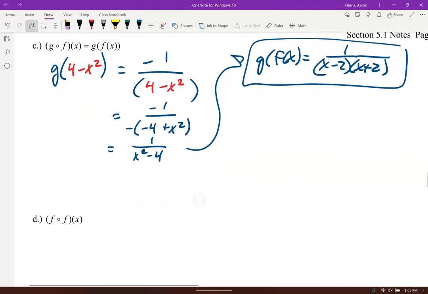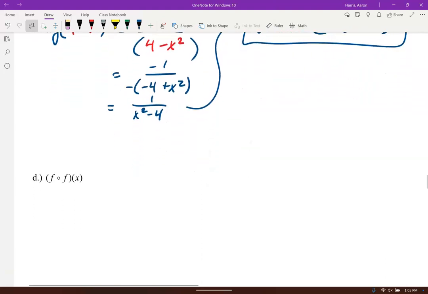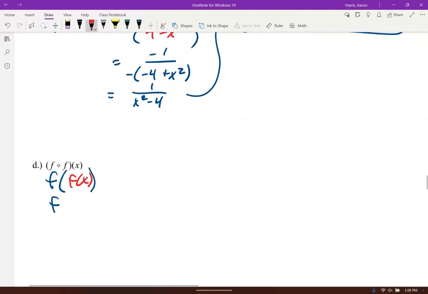All right, a couple more and then we'll move on. F of f of x. Well, if you remember, f of x is 4 minus x squared. So 4 minus x squared is going into f. F is 4 minus x squared. Put f into f.